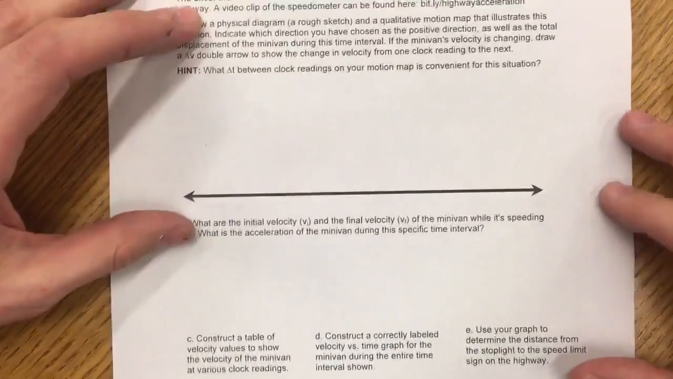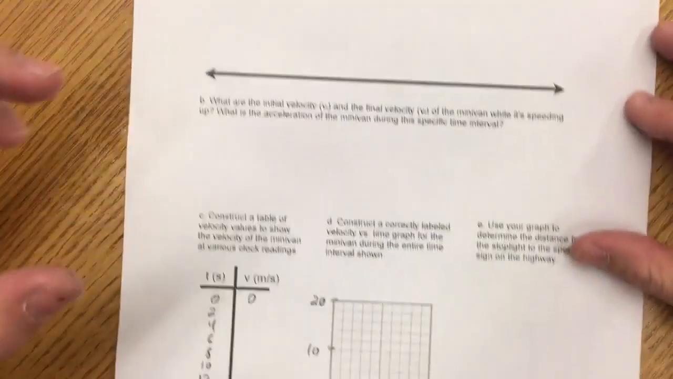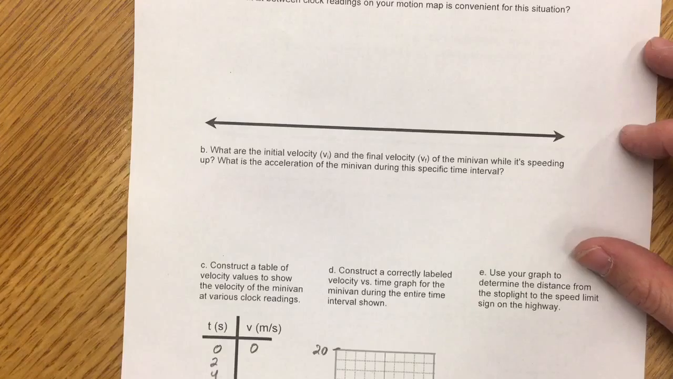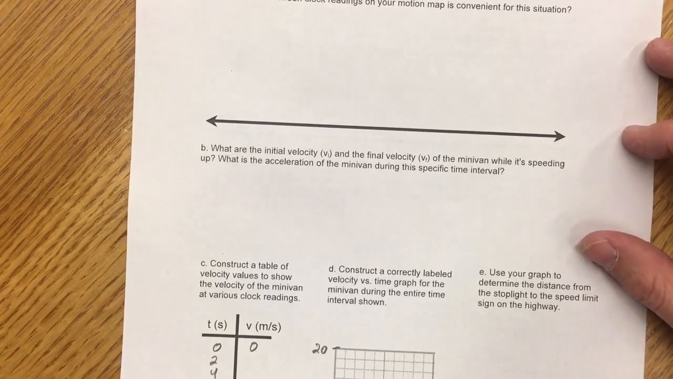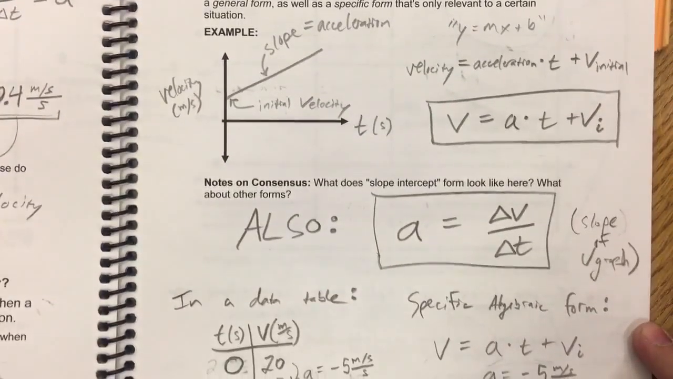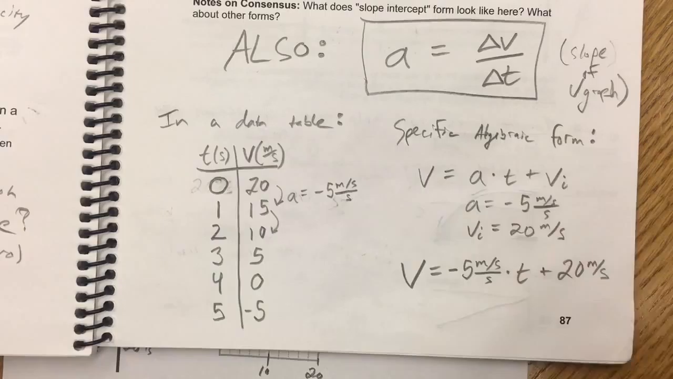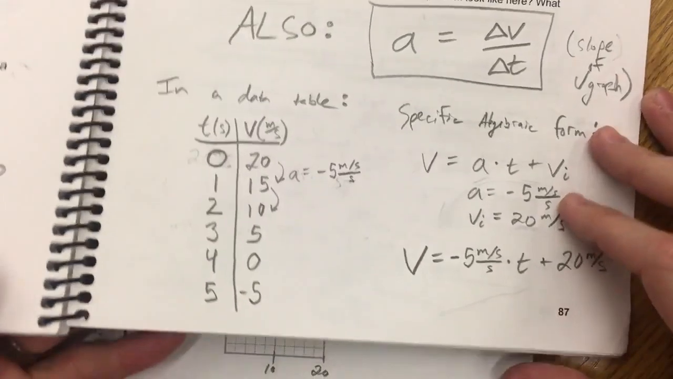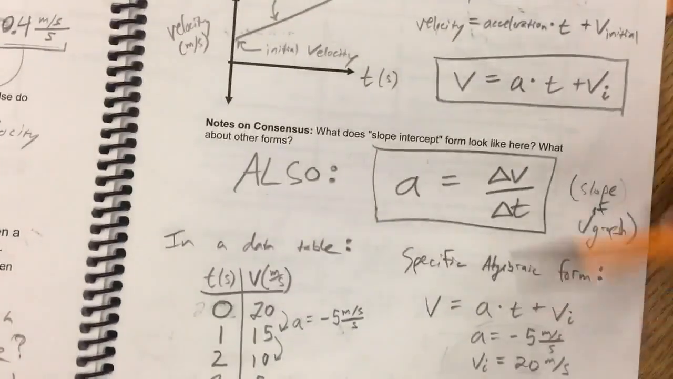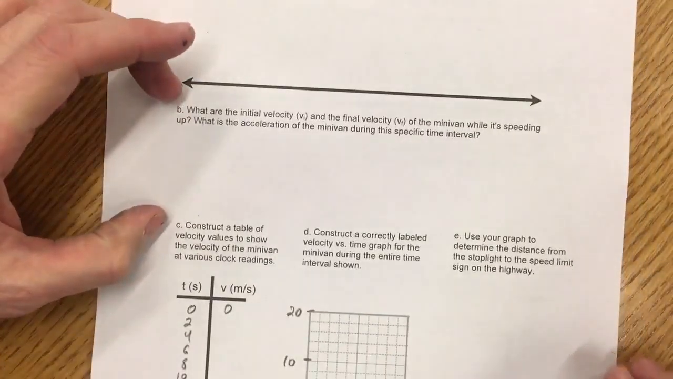This I think people have been finding pretty straightforward, and this is just calculations. I would direct you to CAM5, which looks like this. CAM5 is kind of our connection between the graphs and algebra. We haven't talked about this in class, but you'll see how this becomes really important when you start trying to do algebra using these values.